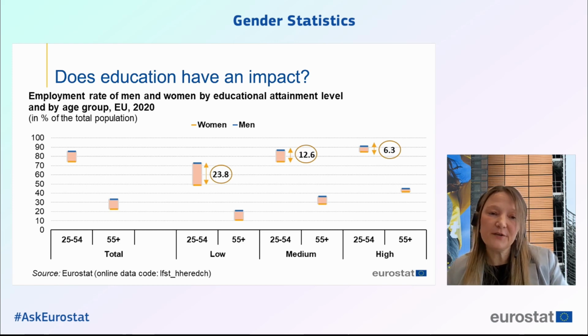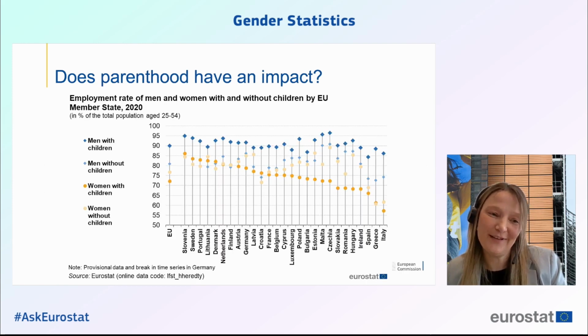So, if we focus on the employment of men and women aged between 25 and 54 by level of education, we clearly see that the higher the level of education, the narrower the gender employment gap. The difference between the share of employed men and women is almost 4 times larger for those with a low level of education than for those with a high level of education. And now let's see what happens for people with and without children.